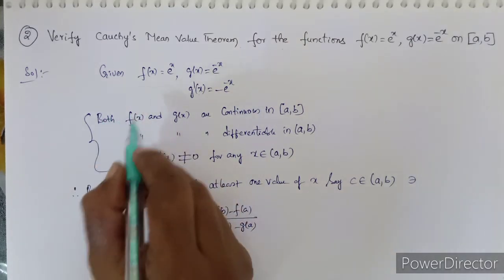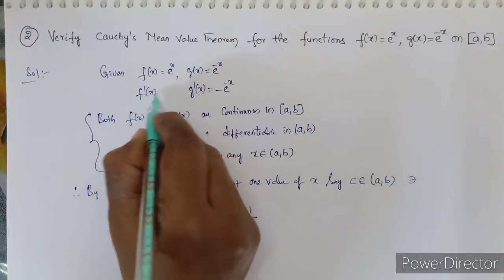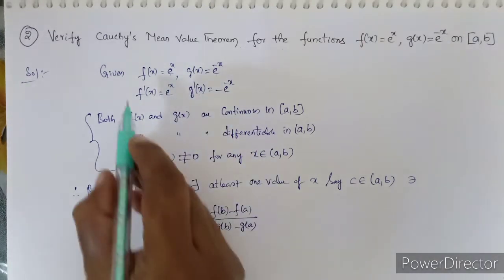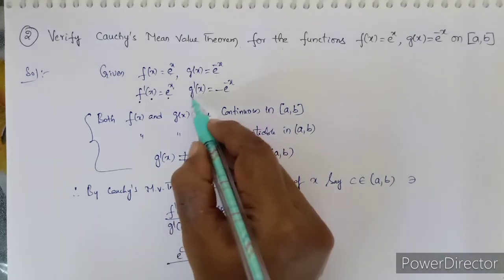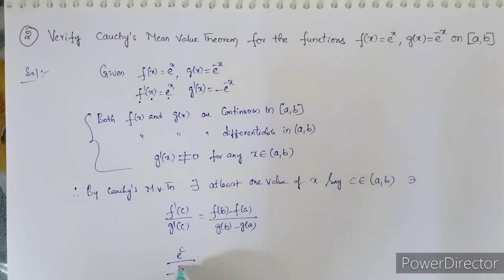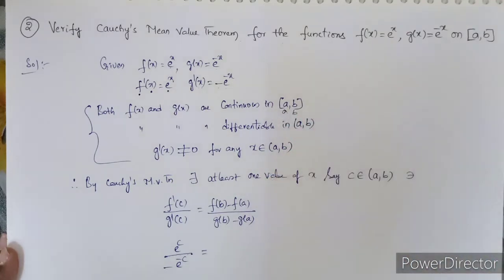We find out f dash x also on differentiating both sides with respect to x. F dash x is equal to derivative of e power x is e power x itself. F dash of c is equal to e power c. G dash of c is equal to minus e power minus c. Here in this interval, a is a itself, b is b itself. No need of replacing a and b.